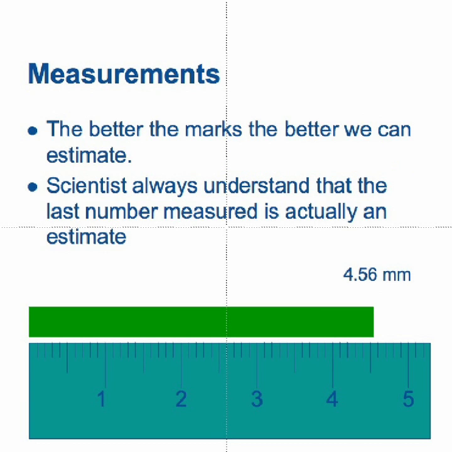Now, in this example, we can see that the ruler is graduated to the nearest tenth of a millimeter. Therefore, we can read the ruler to the nearest 1/100th of a millimeter. We can see that the line comes between 4.5 and 4.6 millimeters, and we estimate to the nearest tenth of a scale division between 4.5 and 4.6 millimeters. We come up with 4.56 millimeters.